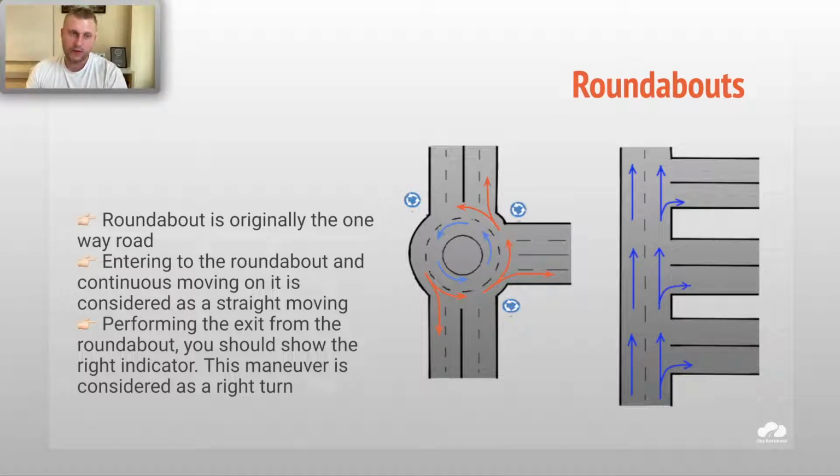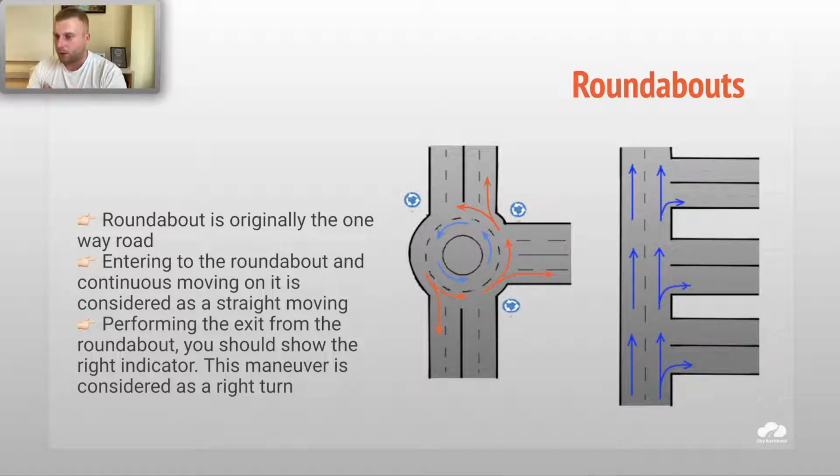So a roundabout is originally a one-way road. As I said, if you drive inside of the roundabout, you always drive in one direction. So if we cut this roundabout in half, you will get this picture, and you will see that you are driving always straight on the roundabout. Always straight. And that's why when we enter the roundabout, we don't have to show any indicators. So it's not a maneuver if you enter the roundabout, but if you exit the roundabout, it's a maneuver, and that's why you have to show the right indicator when you exit.